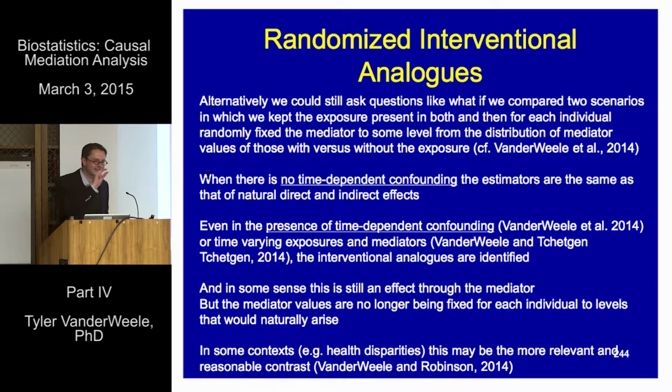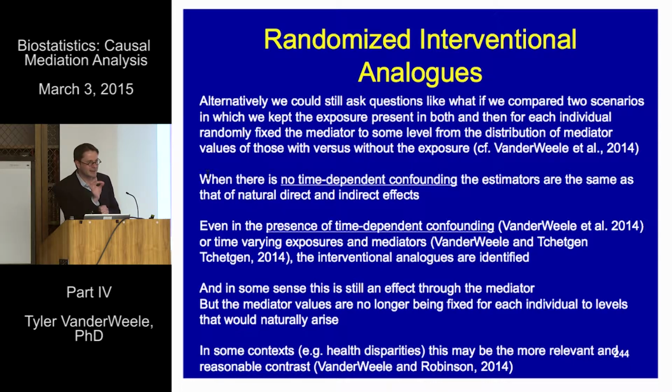Another approach is to slightly change the definition of the effects. With the natural direct effect, for example, we change the exposure from 0 to 1, and we fix the mediator for each individual to the level it would have been in the absence of the exposure. We could change that definition just slightly and define our direct effect as changing the exposure from 0 to 1 and then fixing the mediator to sort of a random draw from the distribution of the mediator amongst the unexposed, effectively just equalizing the distributions of the mediator in the exposed and the unexposed.